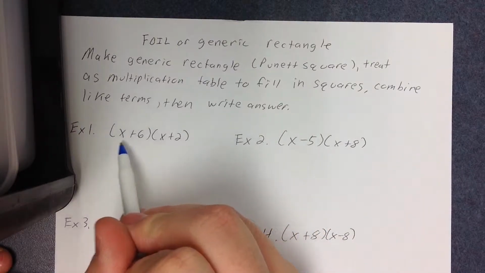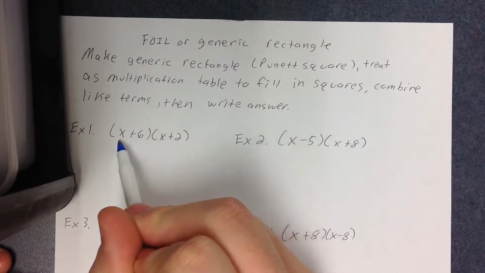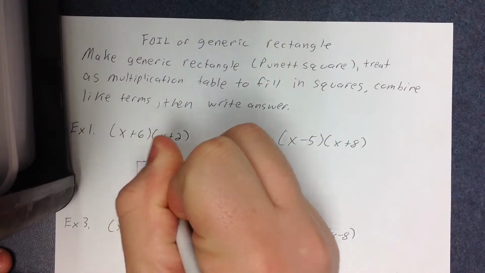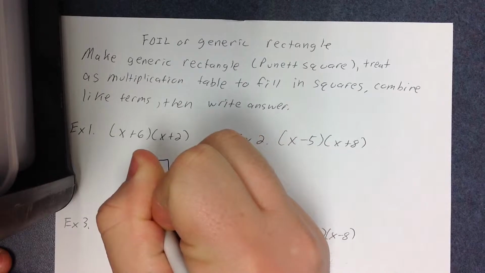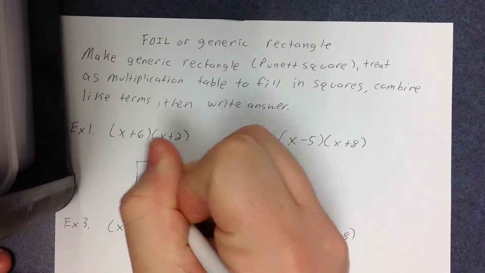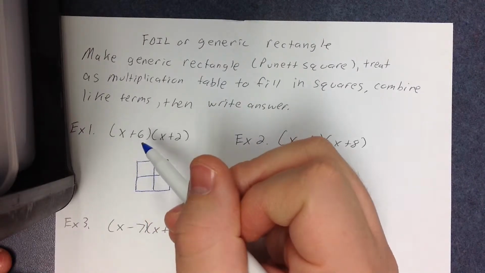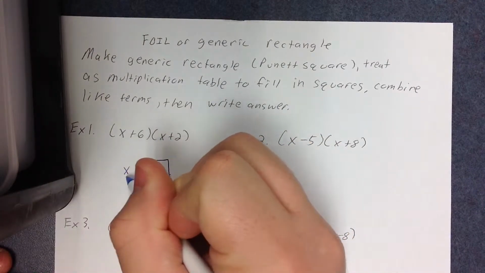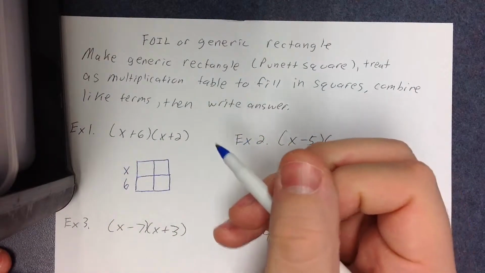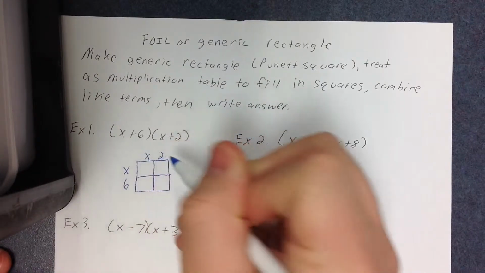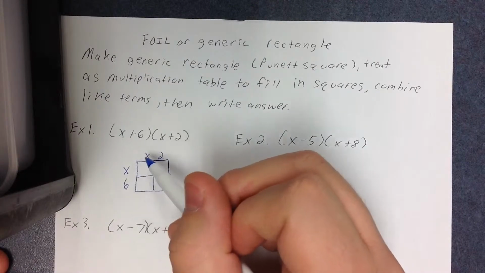So we've got x plus 6 times x plus 2. So we've got two terms in each parentheses, so I'm going to need a 2 by 2 Punnett square generic rectangle. I just like to take the first parentheses, write it on the side, so x and positive 6. Second parentheses on top, x and 2. Then we treat it like a multiplication table.